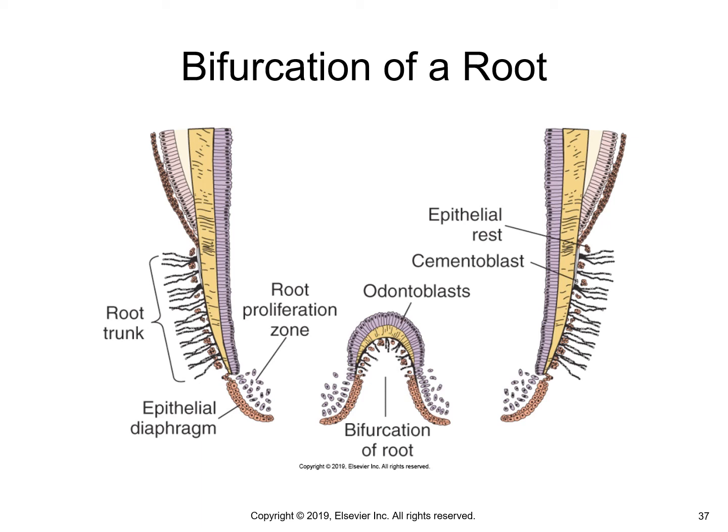Bifurcation of a root: you can see we've got the root trunk with the epithelial rests sticking out of the sides, the lateral side of the root, where you can see the epithelial diaphragm. This is the root proliferation zone where it's kind of curving. In bifurcation of the root, it starts to bend up in the middle, and we can see the odontoblasts again down here laying down dentin.